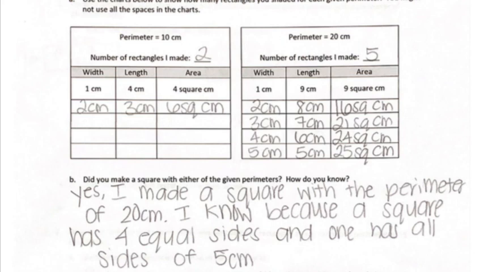B asks, did you make a square with either of the given perimeters? How did you know? Yes, I made a square with a perimeter of 20 centimeters. I know because a square has 4 equal sides and one has all sides of 5 centimeters.